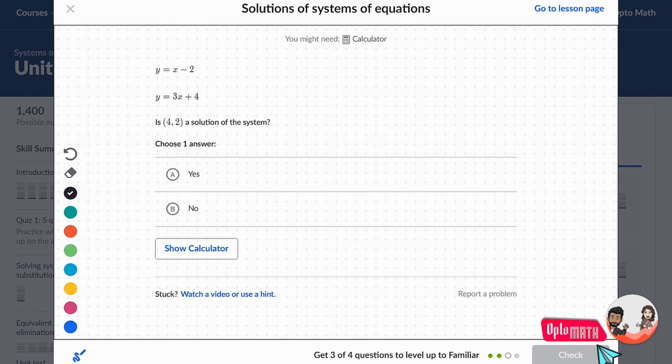Perfect. It seems like I understand this better now. Good. All right, so that was solutions to systems of equations.